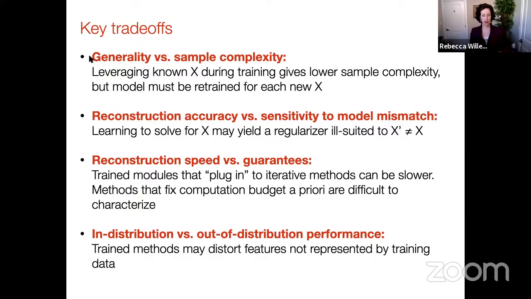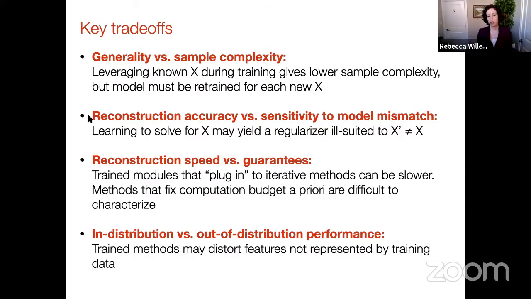Of course, the problem with this approach is that it is less general. So every time I've got a new inverse problem that I want to solve, it means I've got a new X, which means I have to restart my training process. So having these methods that leverage X from the get-go are going to generally require retraining for each new problem.